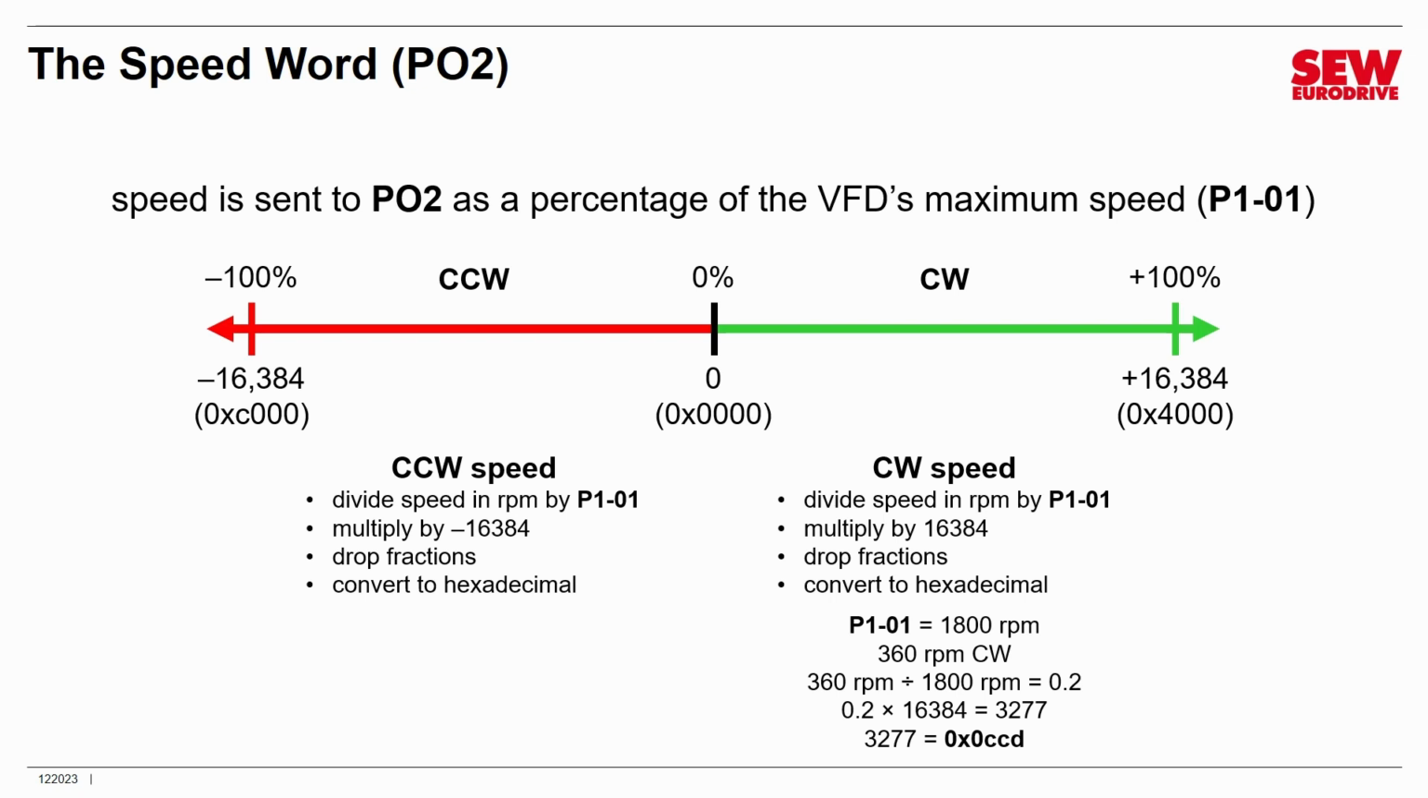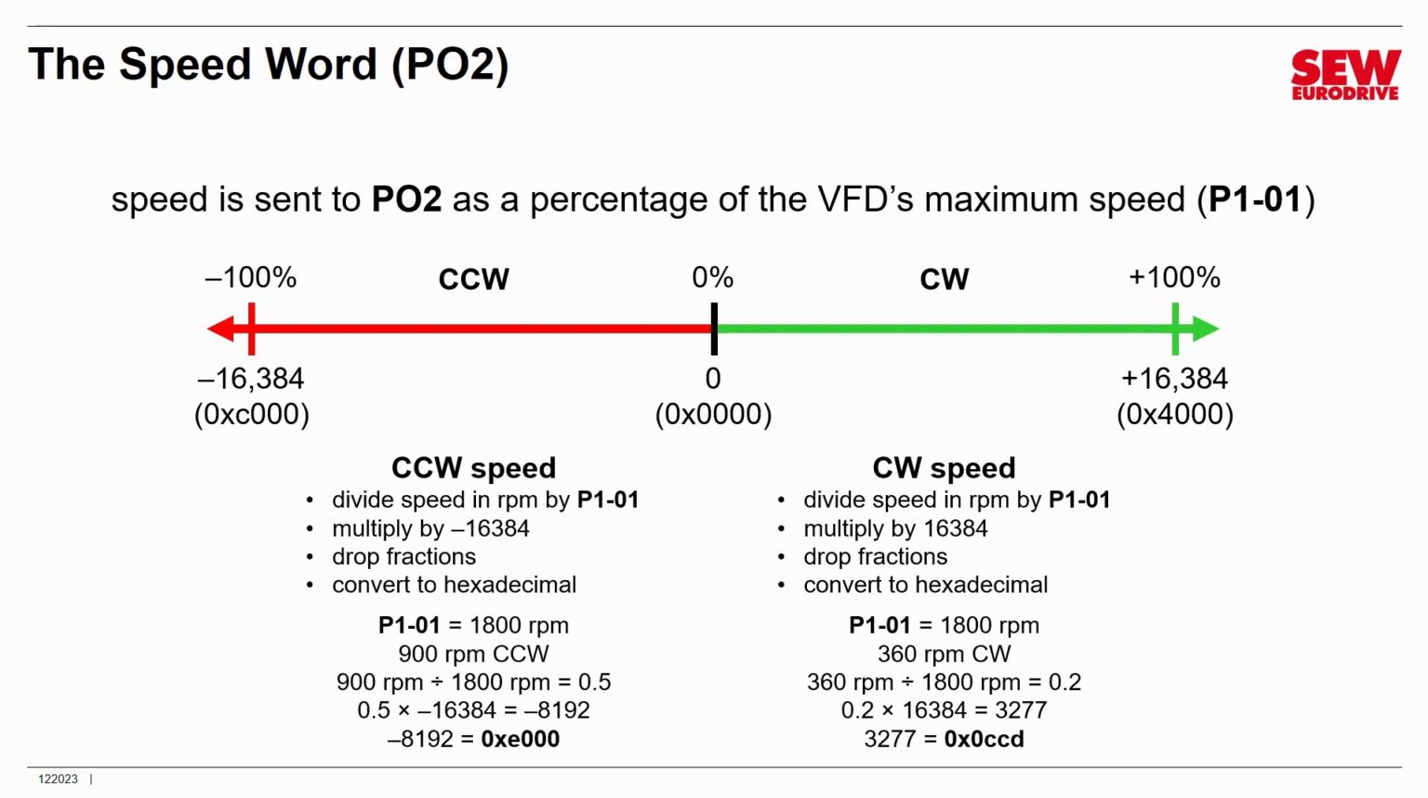Let's do a counterclockwise example. Say I have the same motor, 1800 RPM, and I want to turn 900 RPM counterclockwise. I take 900 RPM, I divide it by 1800 RPM, and that is 0.5. I multiply 0.5 by minus 16,384. That gives me negative 8,192.